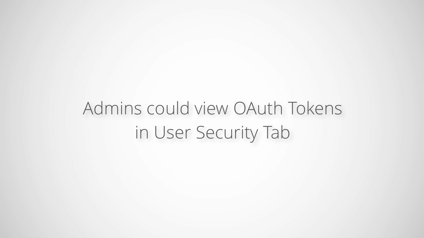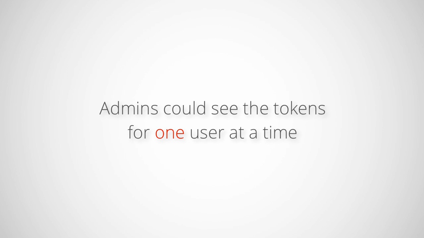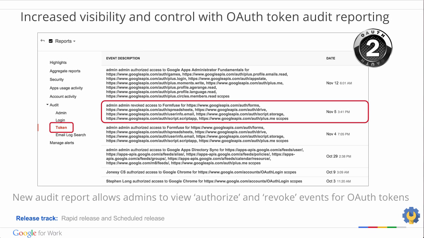Previously, admins could review the current state of OAuth tokens granted by people within their domain using the Security tab in a user's profile. However, this meant the admin could only see tokens on an individual user basis, but could not access the changelog of authorize and revoke tokens. With this launch, we're adding a new audit report that allows admins to view both authorize and revoke events for OAuth tokens within the admin console report section and reports API. Let's take a look at these OAuth reports in the admin console.